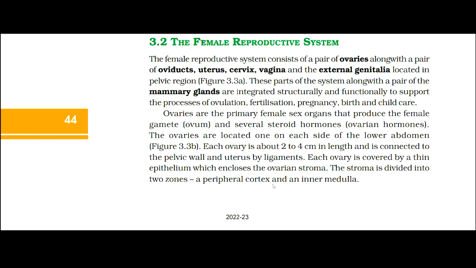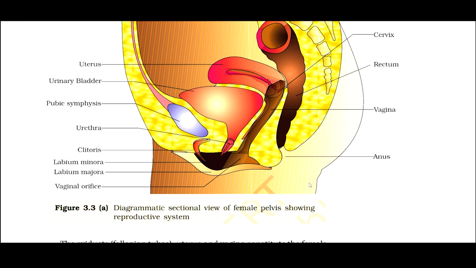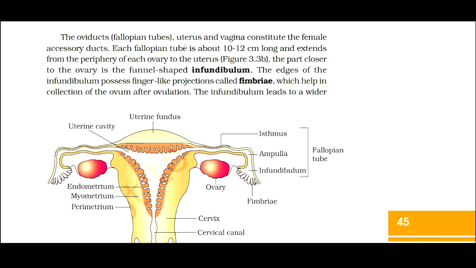The oviducts, which are fallopian tubes, uterus, and vagina, constitute the female accessory ducts. Each fallopian tube is about 10 to 12 cm long and extends from the periphery of each ovary to the uterus, which is given in figure 3.3b. The part closer to the ovary is the funnel-shaped infundibulum. The edges of the infundibulum possess finger-like projections called fimbriae, which help in collection of the ovum after ovulation. The infundibulum leads to a wider part of the oviduct called ampulla.